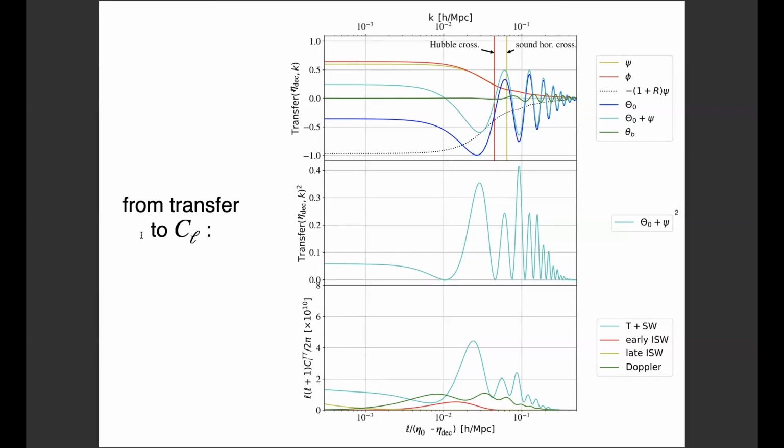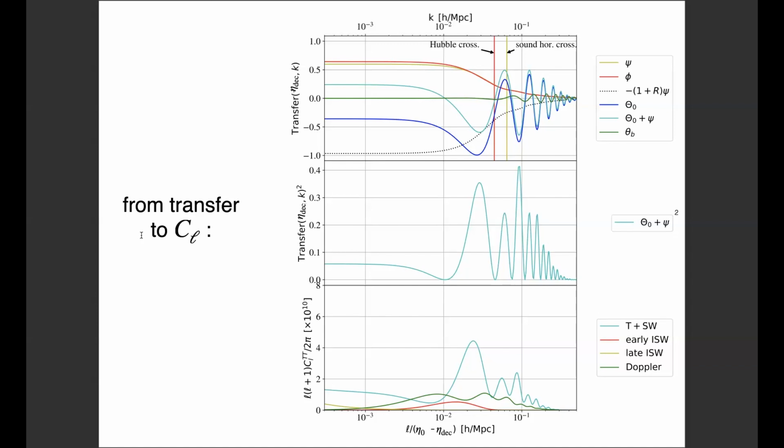Now, to get the full C_Ls, what should we do? We should sum up these effects. If I take these four curves and I sum up, I will get something which looks like the total C_L, but not quite. Why? Because in fact, these different transfer functions sum up inside the calculation of theta_L. And when I take theta_L squared, I also have cross terms.